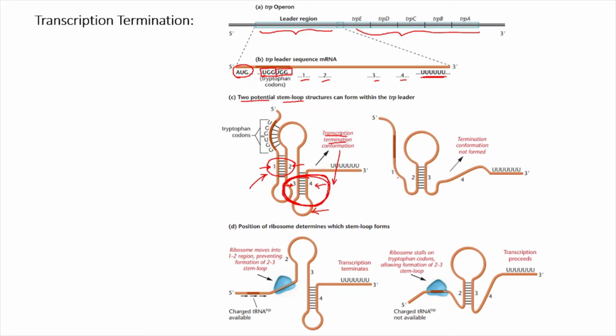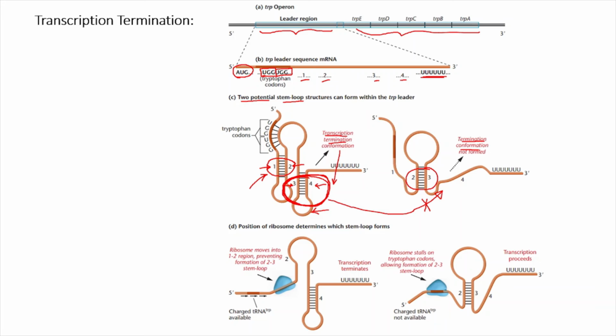Now suppose the 1 and 2 regions do not form any stem loop structure, whereas the 2 and 3 regions form the stem loop or hairpin structure. This prevents the 3 region from forming a stem loop or hairpin structure with the 4 region. The stem loop structure that formed before cannot form because 3 is already forming a stem loop structure with 2. So 3 is unable to form a stem loop structure with 4. As a result, transcription can continue. This happens when tryptophan is not present in the media.